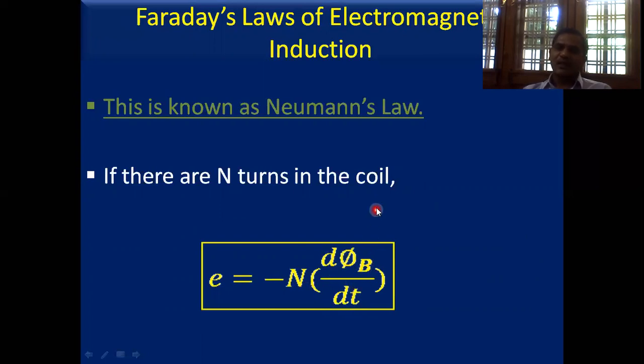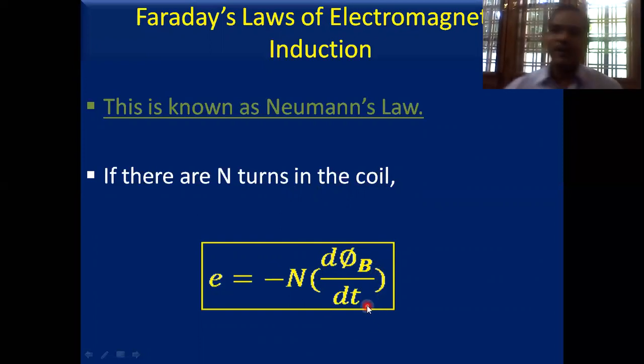Okay, let me repeat. If the coil has one turn, the magnetic flux linked with the coil is phi equal to A vector dot B vector, that equals AB cos theta. If the coil has N number of turns, then the flux linked with the coil is N into phi B. According to Faraday's law, E equal to minus d by dt of phi B. Since the coil has N number of turns, minus d by dt of N into phi B, that equals minus N d phi by dt.